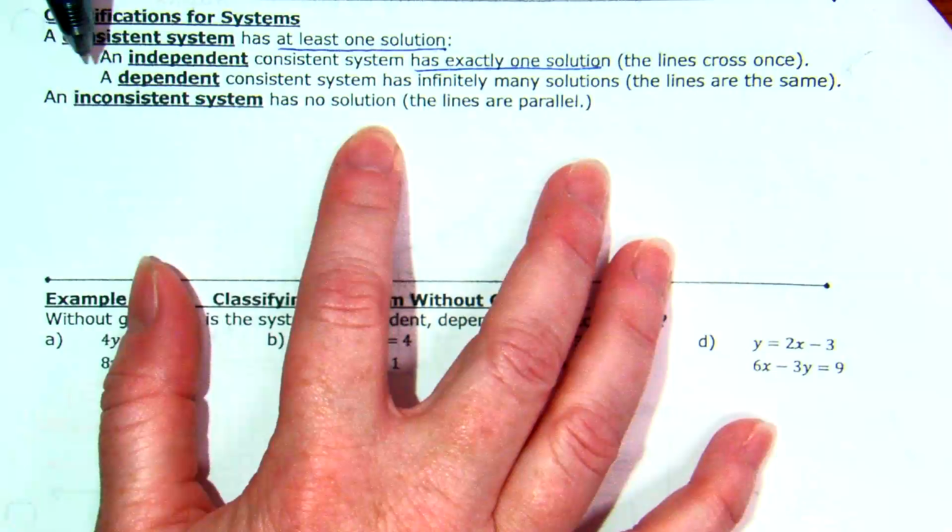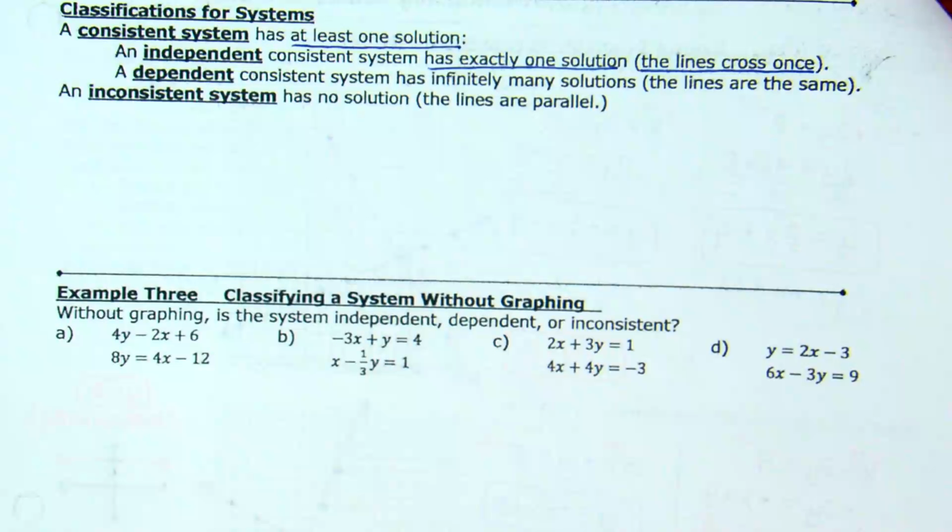What does that mean on a graph? The ones we looked at on the front side had one solution, didn't they? And the graphs did what? The lines crossed once, right? They just intersected. And so the idea there is the lines cross once. Those are going to be two typical lines.